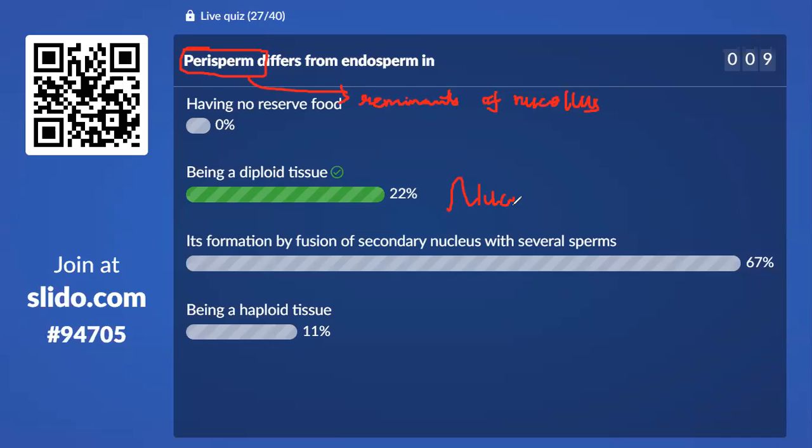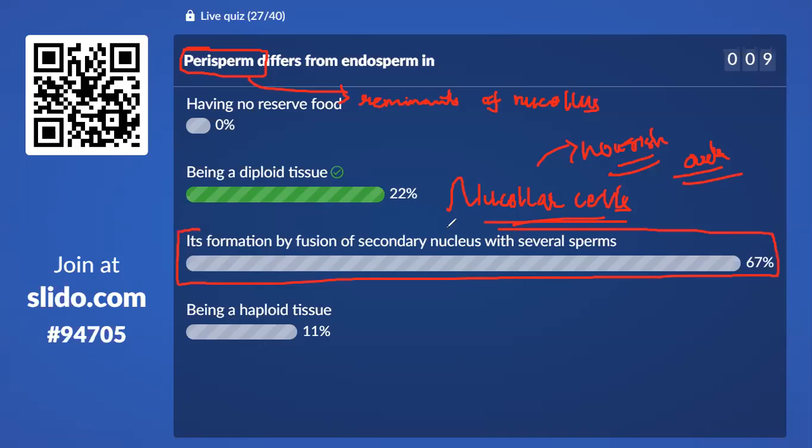Remnants of nucellar tissue. Nucellar tissue gives nourishment. The developing embryo sac or ovule. Look at what type of flop answer you have given. The majority answered with option C. Perisperm is in the case of plants, and look, sperms is in the case of animals.